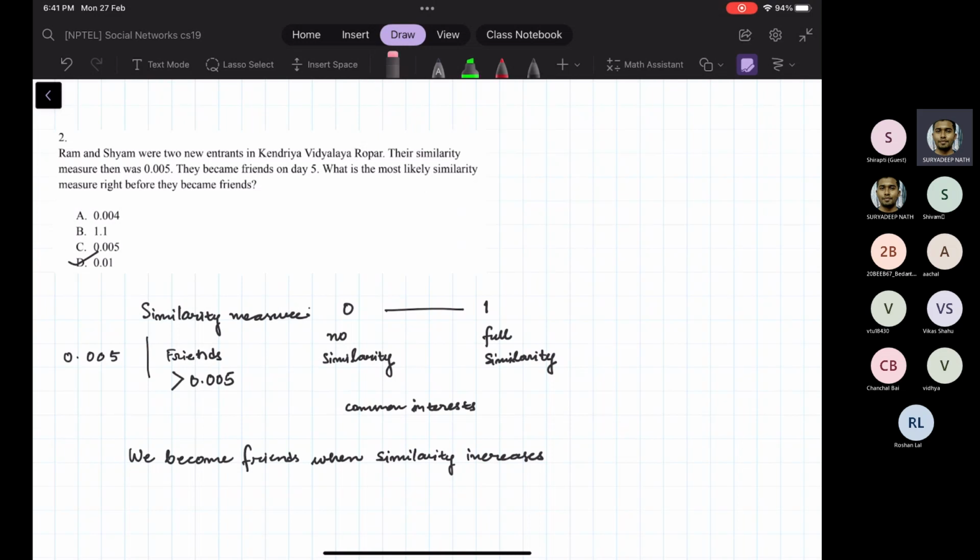Initially they had 0.005 and then they became friends. From observation, we become friends when similarity increases. We become friends with people with whom we can see there is a rising similarity. Therefore the similarity right before becoming friends must be greater than 0.005, and we know it is less than 1. Which of these four options satisfy that criteria? Option D is the only one that satisfies. So D is the right answer, 0.01.